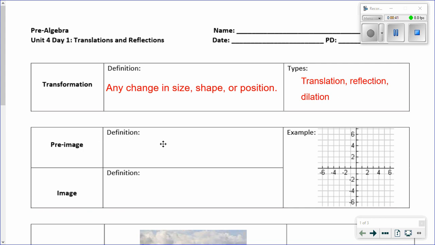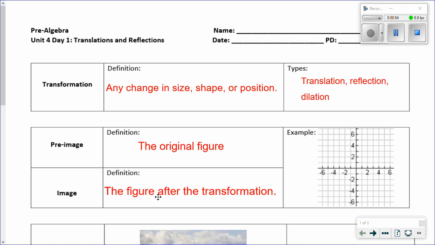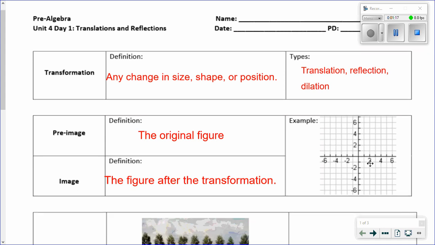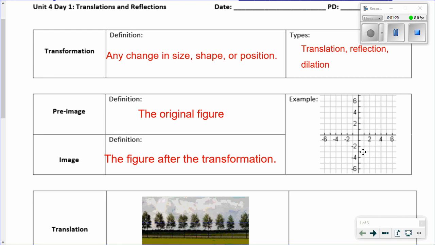A pre-image is the original figure. It's what we start with. When they give you the problem, that's the pre-image that they give you. The image is the figure after we do a transformation. So like before transformation, after transformation. An example would be if we drew something here, like we started with the problem and then we moved it or we flipped it or whatever. You guys can draw an example.